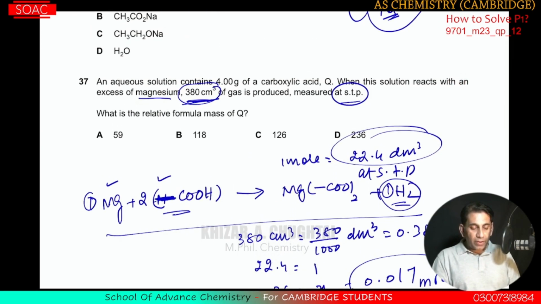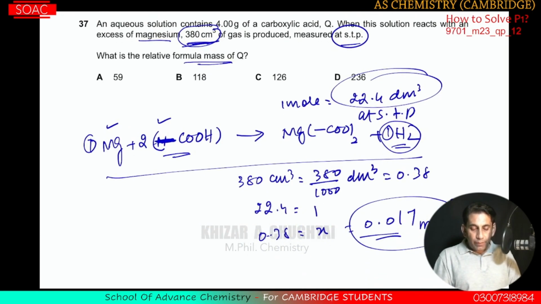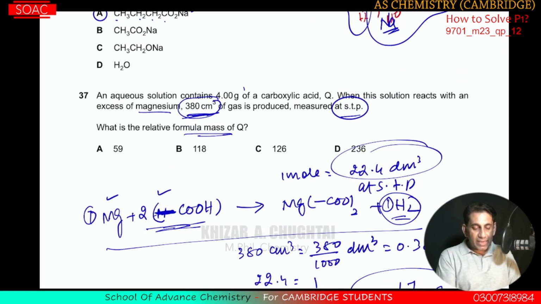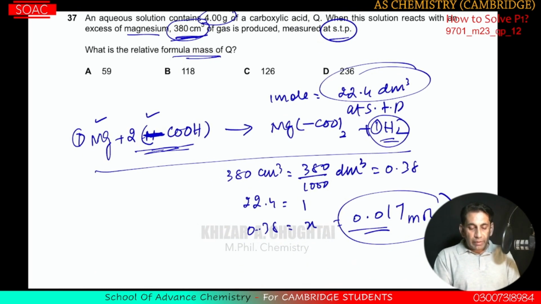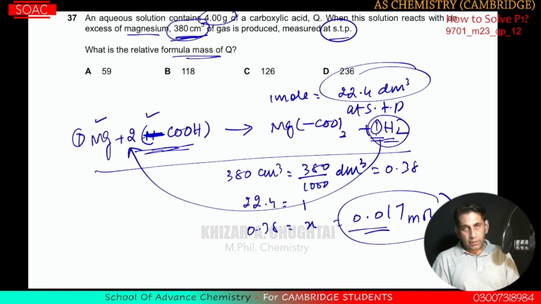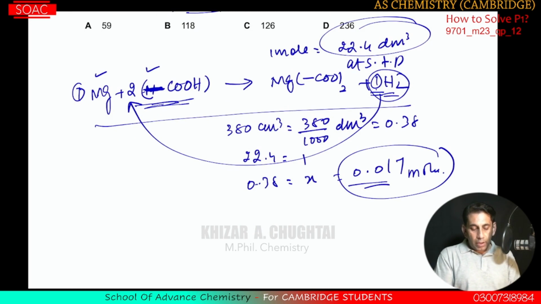Now, he is asking what is the relative formula mass of Q. Basically, this time we are going to find the moles of acid. We have the mass of acid. From the balanced chemical equation, 1 mole of hydrogen requires double the moles of acid, so 1 mole of hydrogen is equal to 2 moles of acidic group.